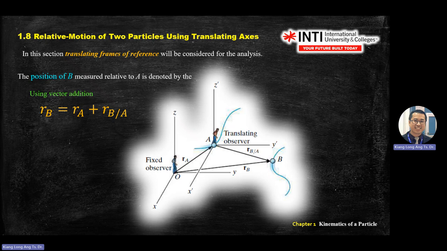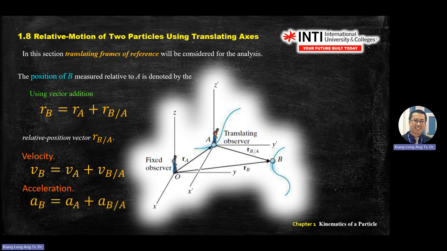You may have your own way, but a more proper one is that you draw the triangle, then you derive this one, then you write it back. Okay, same. RB stroke A is position. From the position, you can find velocity. When you differentiate this with time, dr/dt, you get velocity. dr/dt, you get VA. d(RB stroke A), you get VB stroke A, which means relative velocity. Acceleration is also the same. You differentiate velocity with dt, you get acceleration, same.